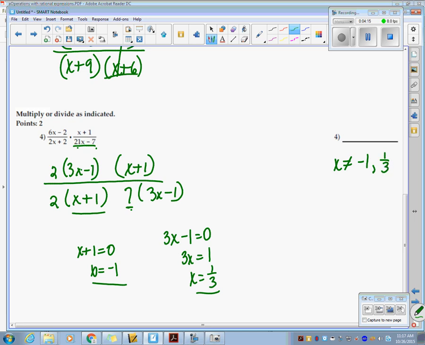Now I'm ready to cancel out my 1s. So this cancels with this, and this cancels with this. The 2s cancel. And this is a little misleading. Some people think the answer is 7, but when you cancel out all of these, you get 1s for them. And so there is a 1 on the top and a 7 on the bottom. The answer to that is 1/7.